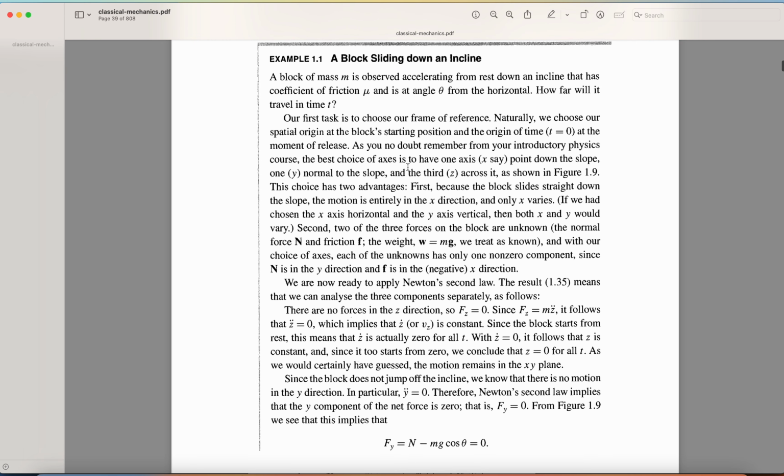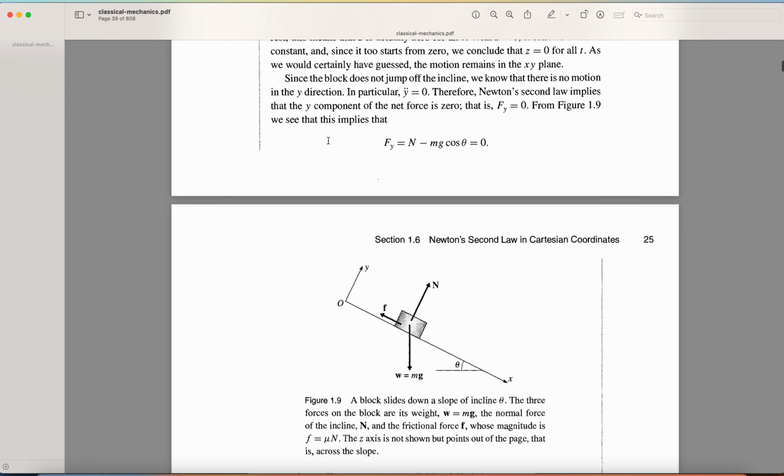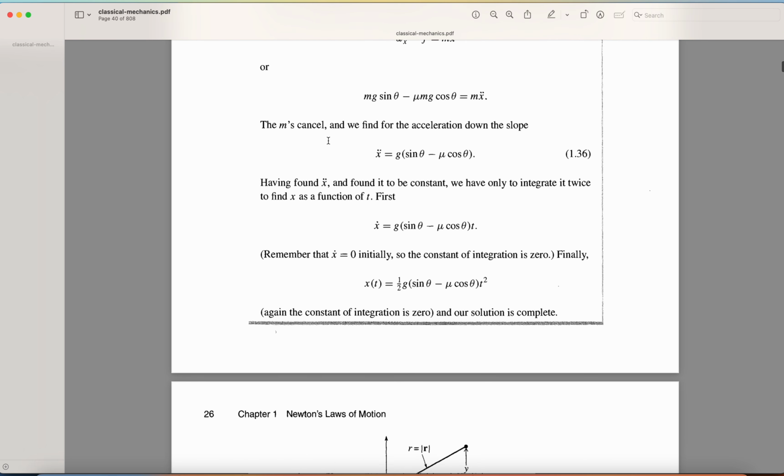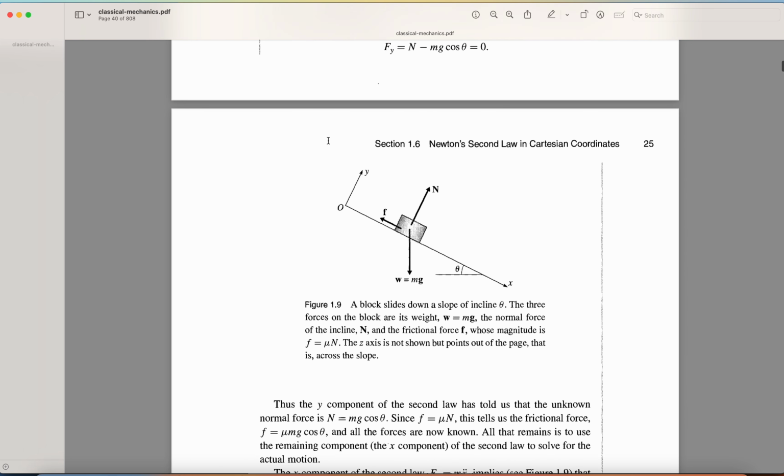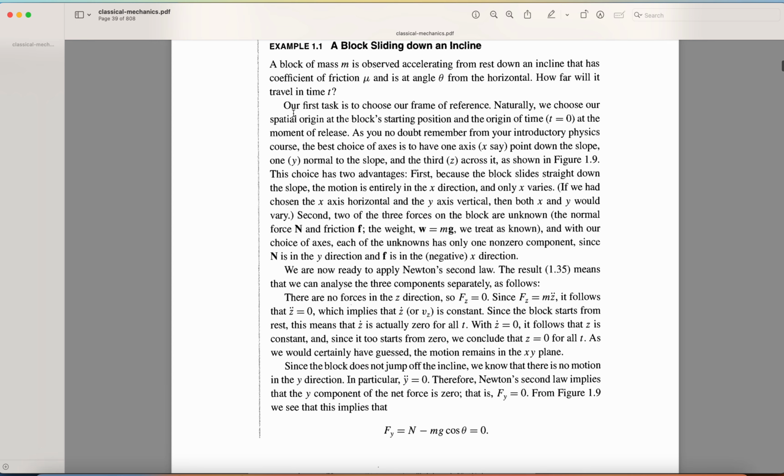Okay, and they have a nice example. Let's take a look. A block of mass m is observed accelerating from rest down an incline that has a coefficient of friction mu and an angle theta from horizontal. How far will it travel? I haven't solved physics problems in such a long time. I think I'll screw up so much in this.